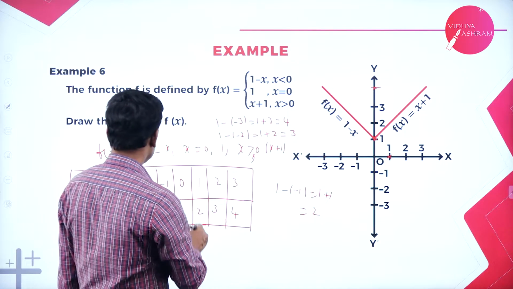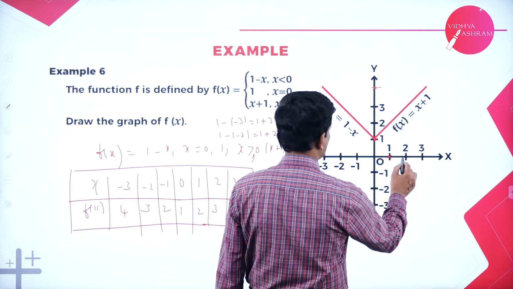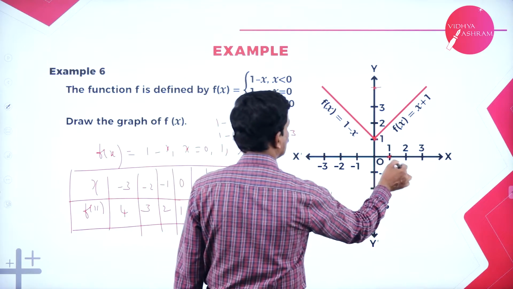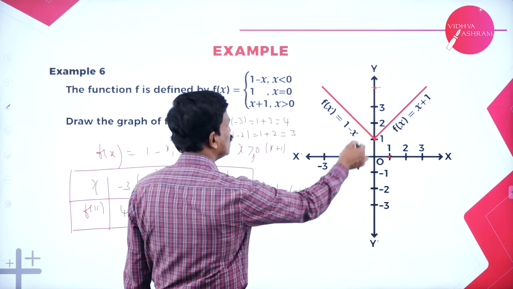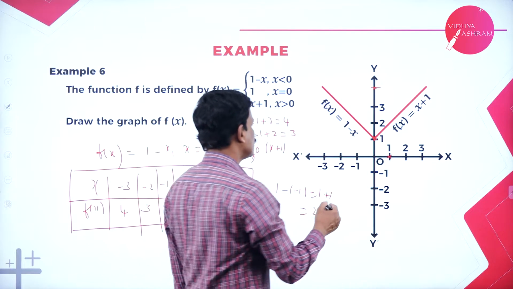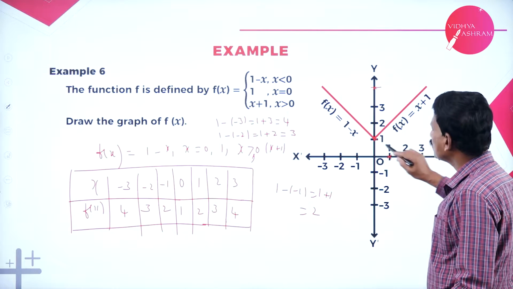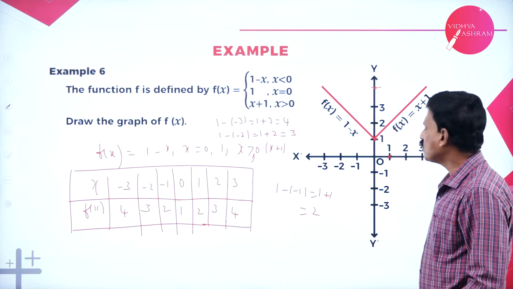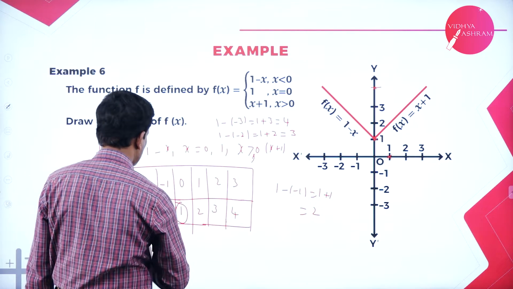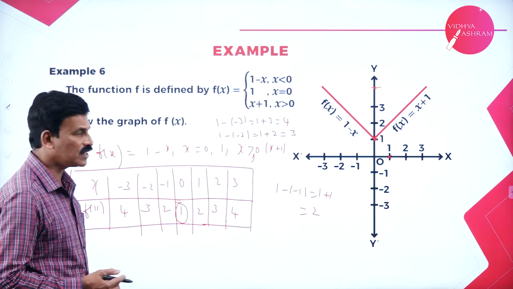Now, when x is equal to 2, f of x is equal to 3. Similarly, when x is equal to 3, f of x is 4. So, if you draw a line, this is the curve. For x equal to 0, f of x is equal to plus 1. This is the graph for the given function.